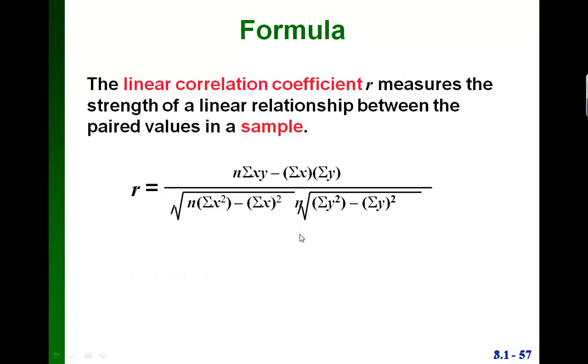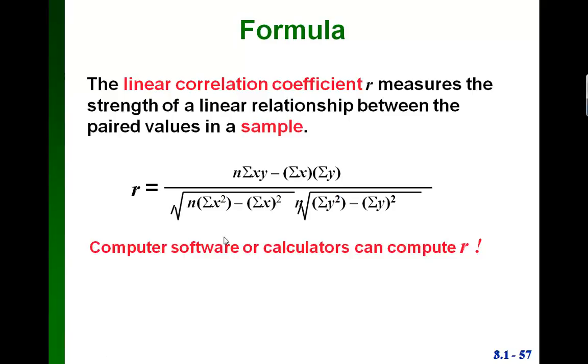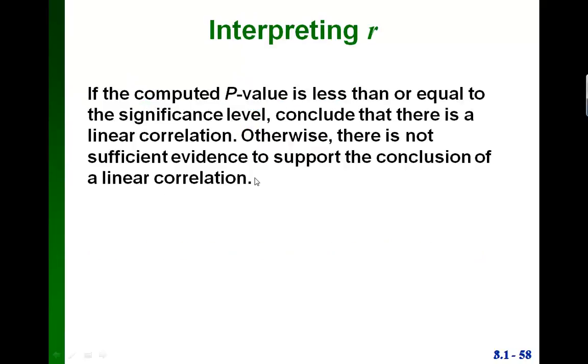Here's the formula for calculating R by hand. This is why we're not going to use this formula, but we're going to use technology instead. So we're going to use computer software or our calculators to find the R value. And also what we can do is once we find R, we can find a p-value to go with it. If that p-value is less than or equal to our significance level, then we can conclude that there's a linear correlation. Otherwise, we can't support the conclusion of a linear correlation.